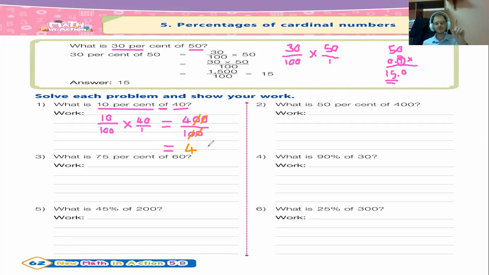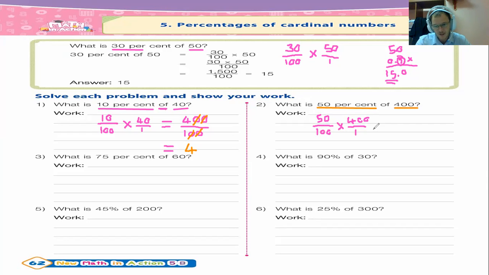That's for number 1. Number 2, we're going to do exactly the same, but first we read. What is 50% of 400? Okay. So now we know what we have to work with. So it is 50 over 100 multiplied by 400 over 1.